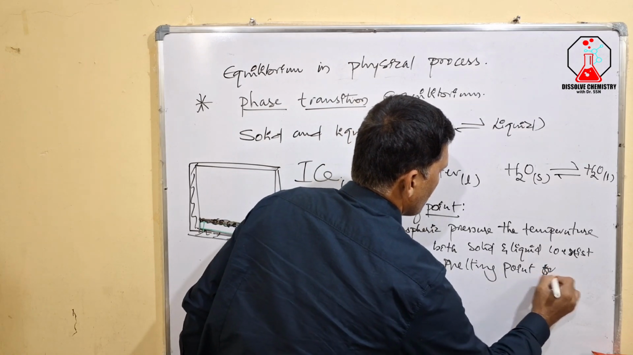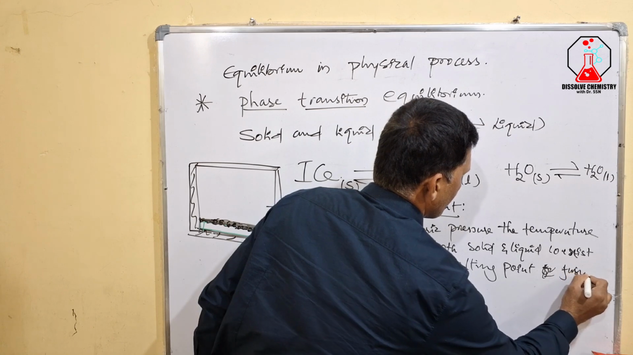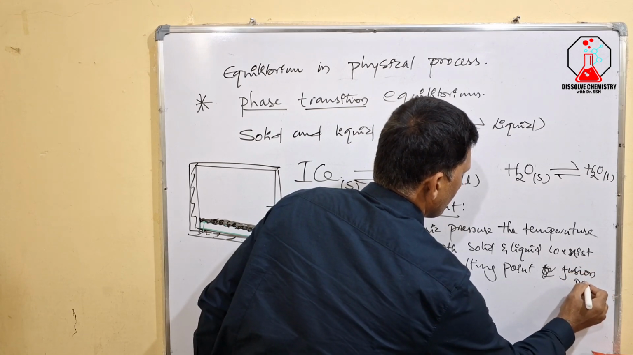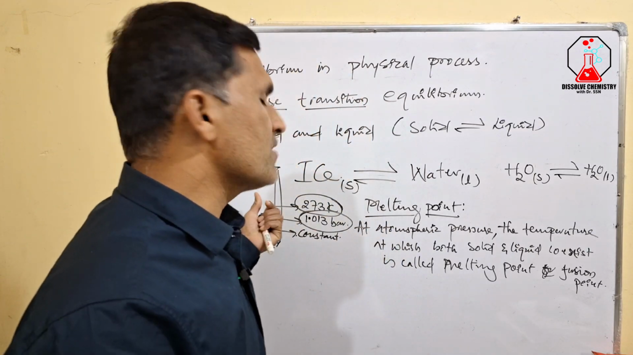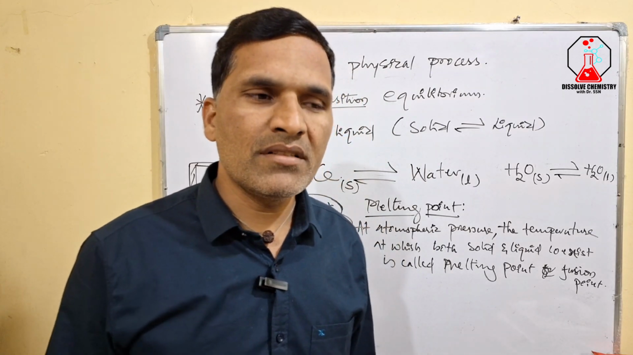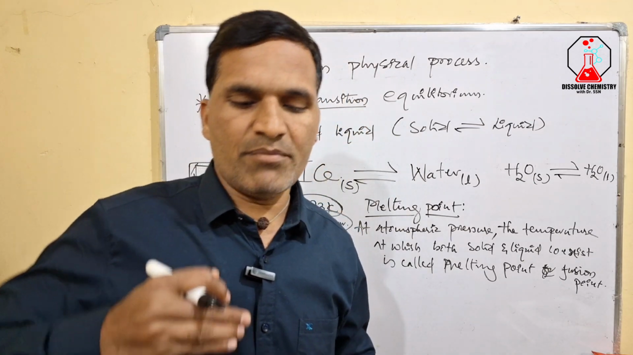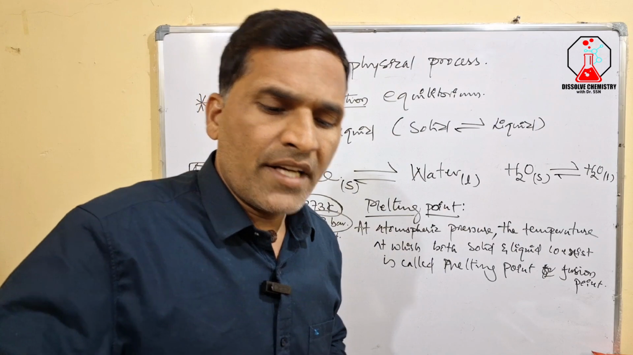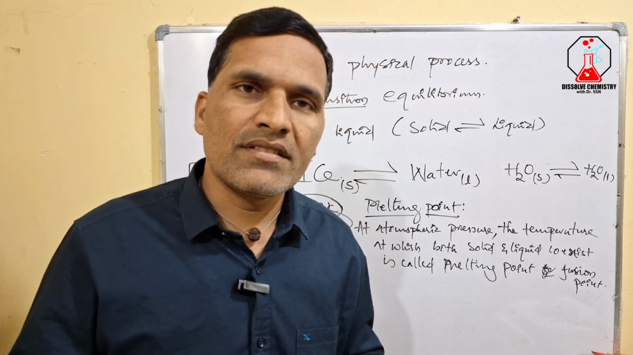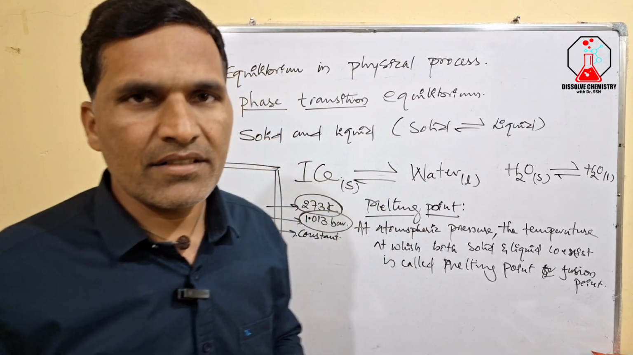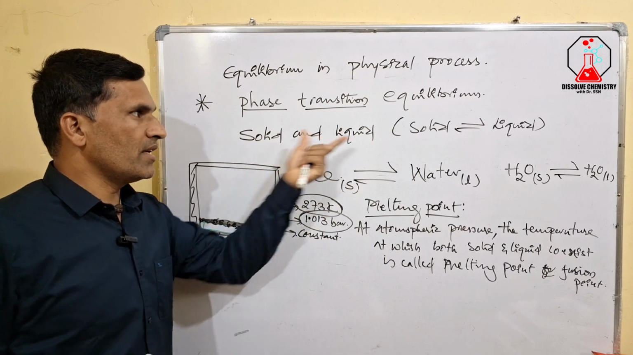or fusion point. We call it as what? Fusion point. And we must remember that the equilibrium is dynamic, meaning a lot of activities are taking place at the surface, molecules escaping into the liquid phase and getting back into the solid phase. So that activity is continuous. It is not stagnant. I hope you have understood the equilibrium between solid and liquid.